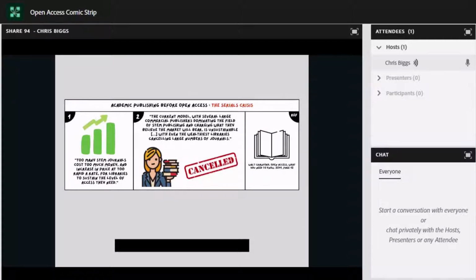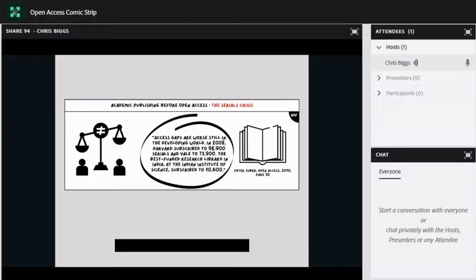Too many STEM journals cost too much money and increase in price at too rapid a rate for libraries to sustain the level of access they need. The cost of STEM journals access distorts library budgets, driving out the less expensive journals and monographs and other resources. The current model, with several large commercial publishers dominating the field of STEM publishing and charging what they believe the market will bear, is unsustainable. It's already breaking down, with even the wealthiest libraries cancelling large numbers of journals.